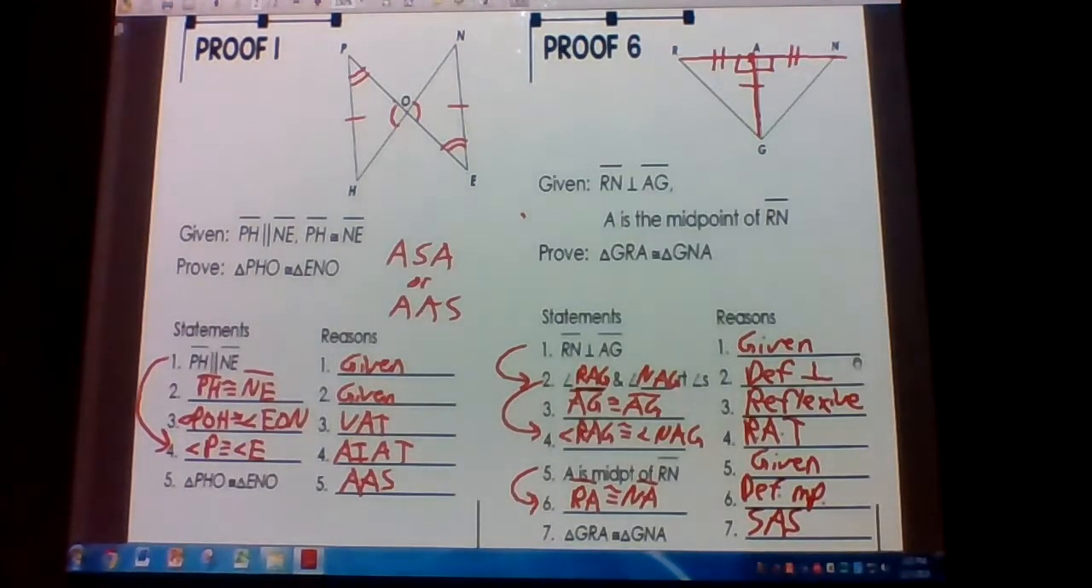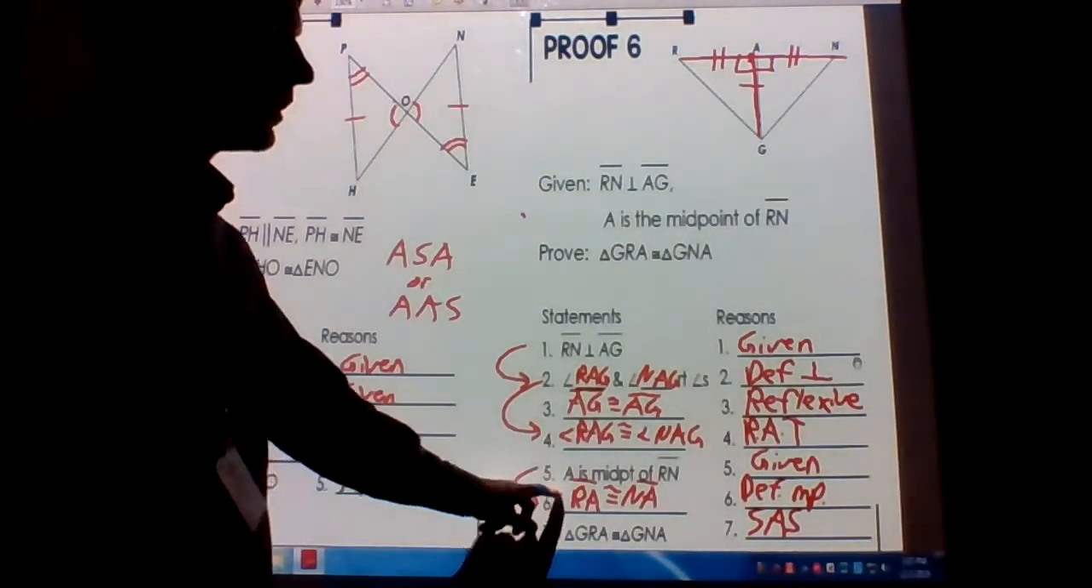Perpendicular lines means we have right angles. Right angles mean the right angles are congruent by the right angle theorem. Okay, and then we had a shared side, so we used the reflexive property. And then we had a midpoint, so we used the definition of a midpoint.